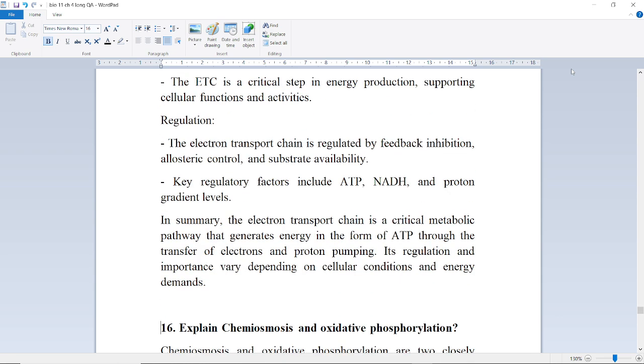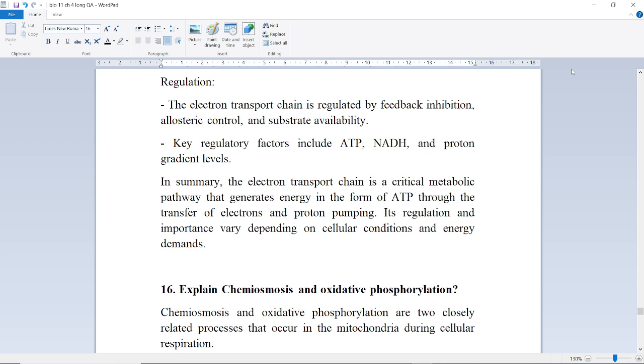Regulation: the electron transport chain is regulated by feedback inhibition, allosteric control, and substrate availability. Key regulatory factors include ATP, NADH, and proton gradient levels.